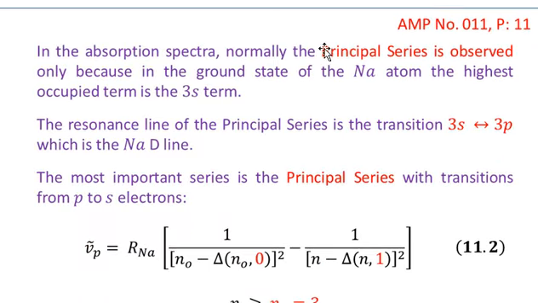So in the absorption spectra, normally the principal series is observed only because in the ground state of the sodium atom, the highest occupied term is the 3s term. The resonance line of the principal series is the transition from 3s to 3p, or from 3p to 3s, which is the sodium D line. The wavelength lambda 1, as shown in the previous spectra, is the sodium D line. Thus lambda 1 and lambda 2 are the sodium D lines, because they are the lines of emission from 3s to 3p or from 3p to 3s. The double arrow shows that these are the resonant lines.